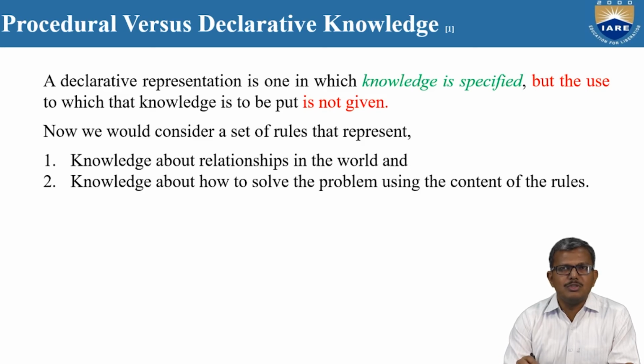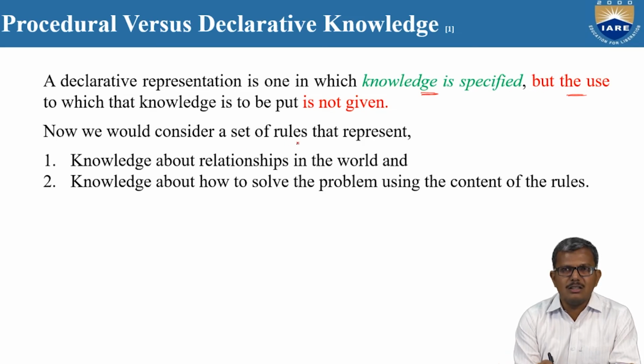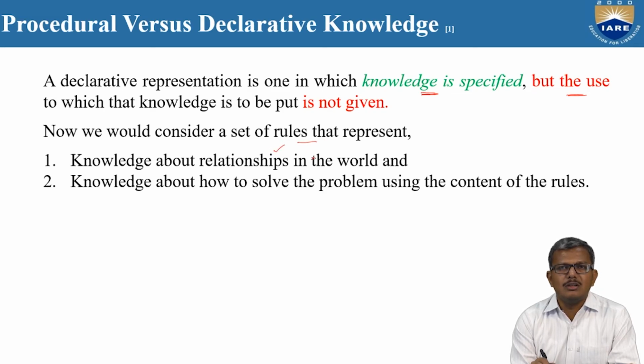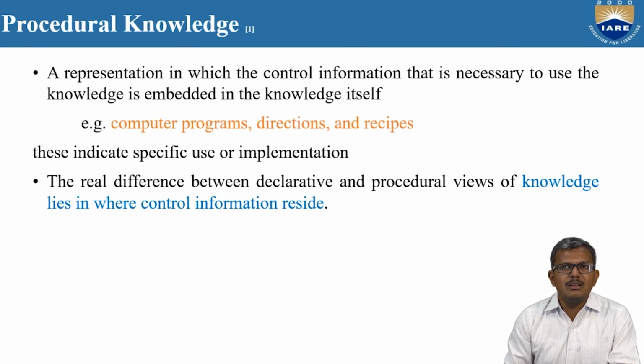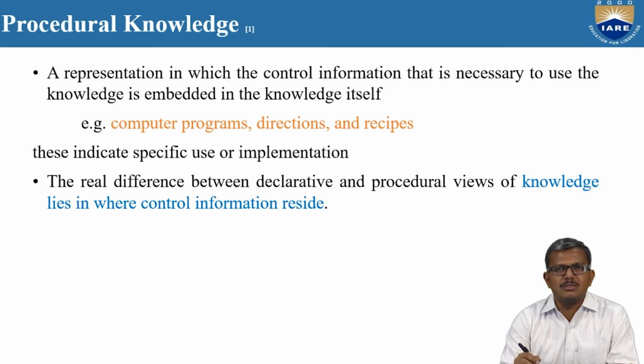And we talk more about procedural and declarative. We just talked about this. A declarative representation is nothing but the knowledge which we are providing. The knowledge is specified, but we will never talk about how to use it. We can consider a set of rules that represent the knowledge about relationships in the world, and also the knowledge about how to solve the problem using the content of the rules. This kind of support we are not going to get from declarative knowledge, but when it comes to procedural knowledge, we are going to get such support.